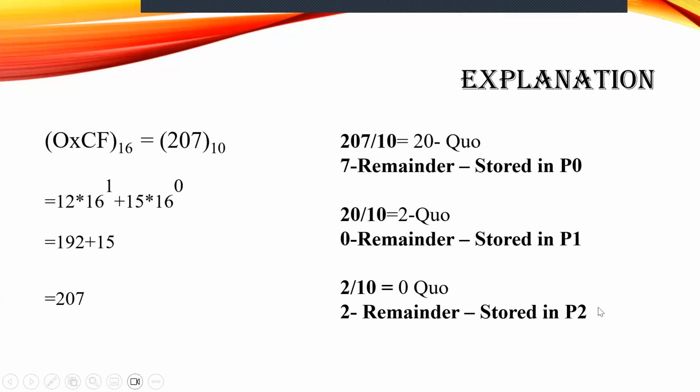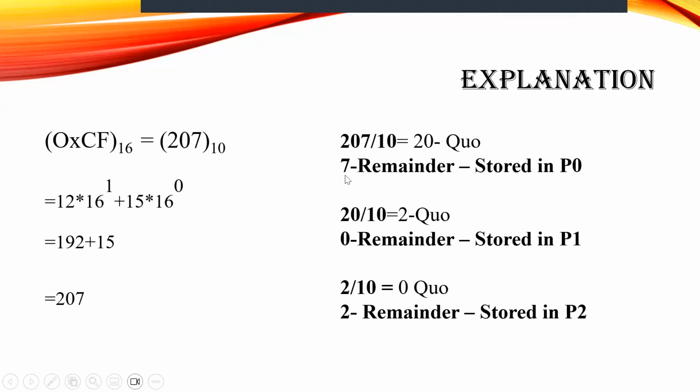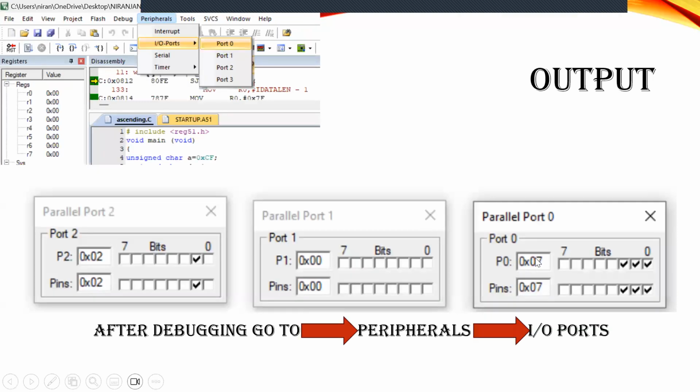Now generally, when you execute in Keil software, you debug and execute it and see the result in the watch window or serial window. Here, in a different way, you are going to see the output. After debugging, you run the program and then go to Peripherals, select Input Output Ports, select port 0. If you select port 0, then 07 will appear in port 0. The remainder 7 appears in port 0.